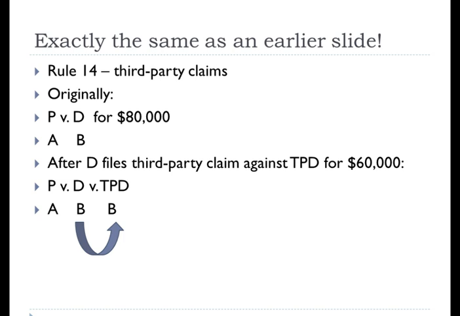We originally had a garden variety plaintiff versus defendant for $80,000. There is original jurisdiction over that claim, so that's the IT claim. It's based solely on diversity. Jurisdiction is based solely on diversity over the IT claim. After the defendant files a third-party claim against the third-party defendant for $60,000, what we've got is a claim by the defendant against the third-party defendant.